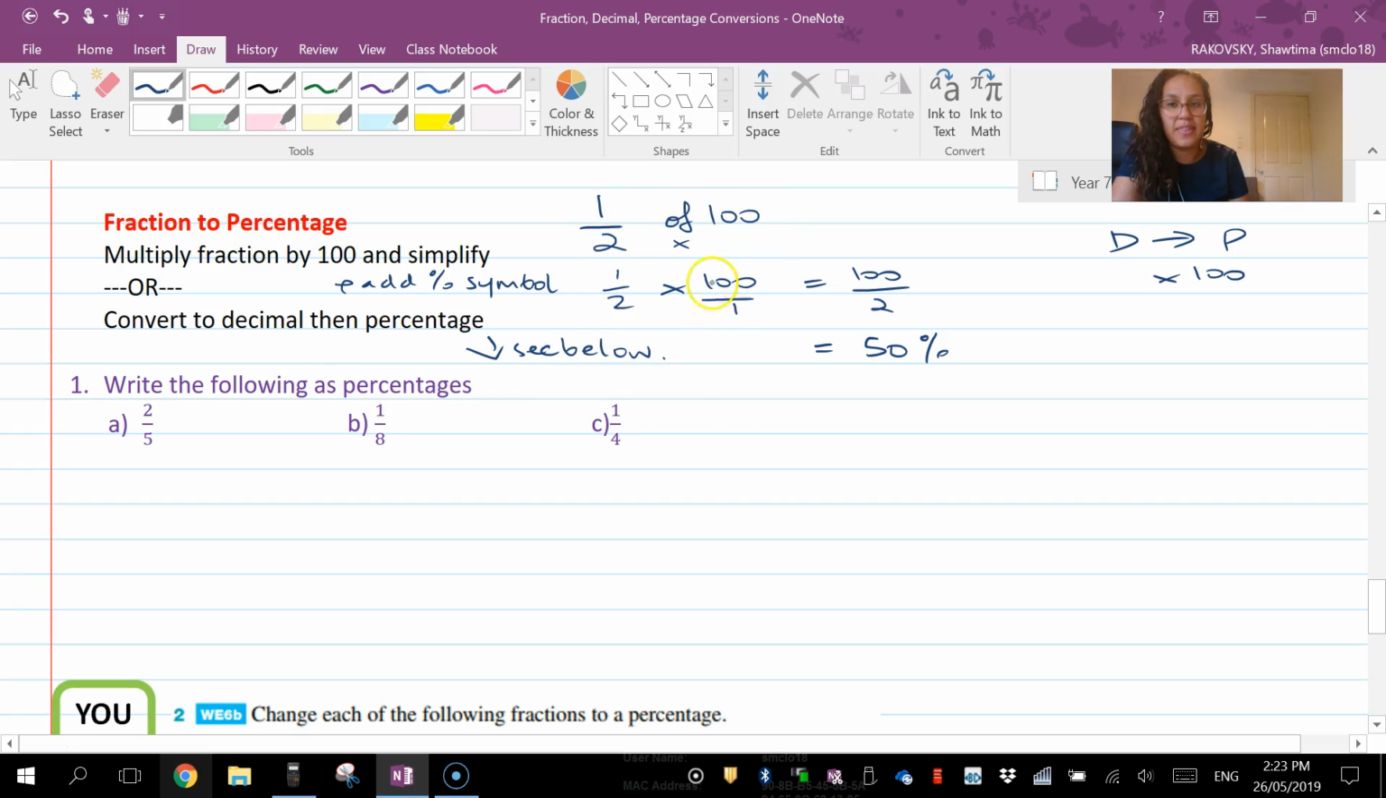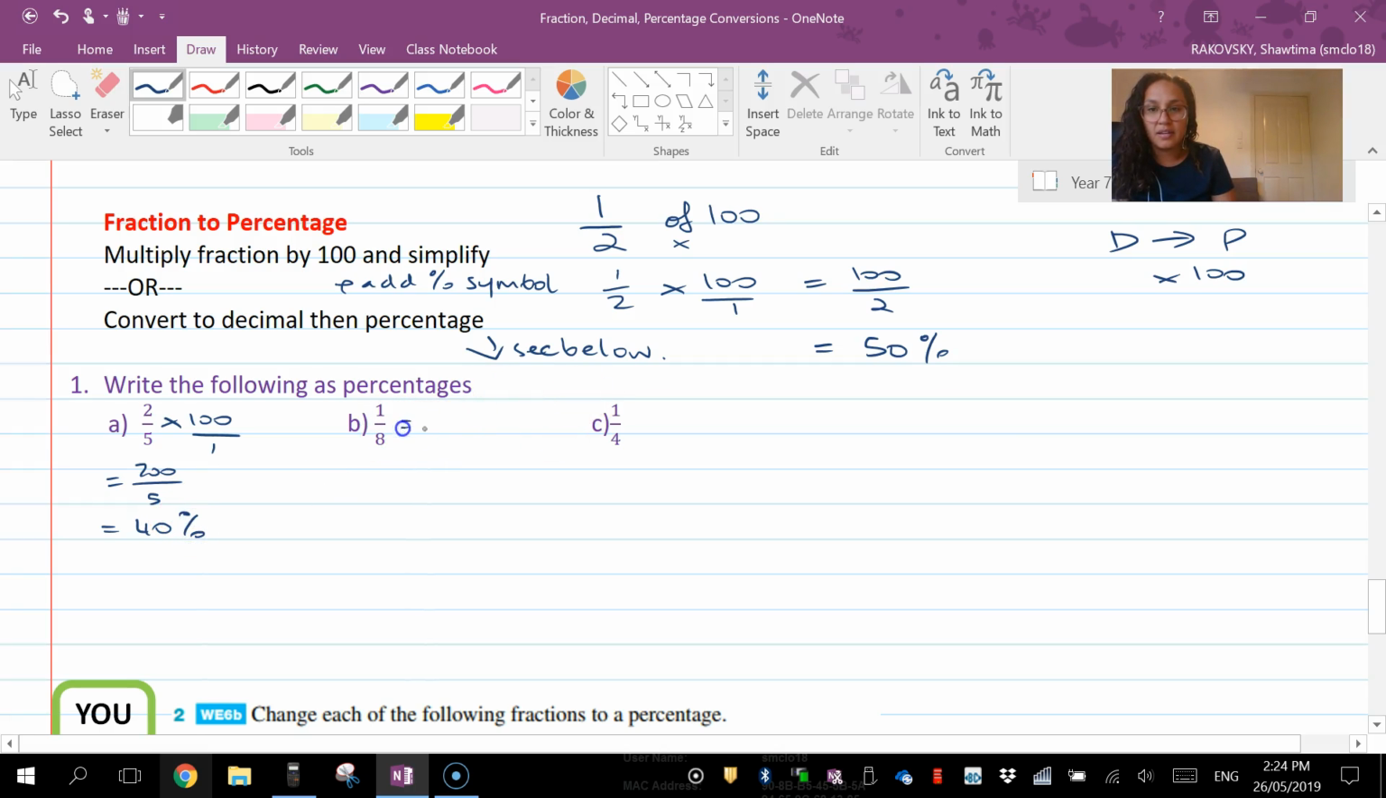So using this method for converting fractions to percentages, you are going to multiply by 100. 2 times 100 is 200, divided by 5 times 1, in case you're wondering why I haven't done anything to the 5. 200 divided by 5 is going to be 40, if I remember correctly. Look at that. And don't forget to add the percentage symbol.